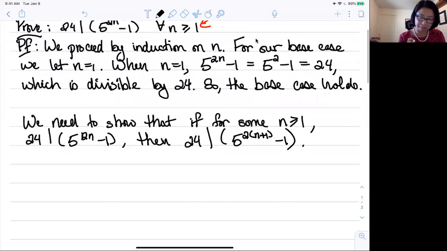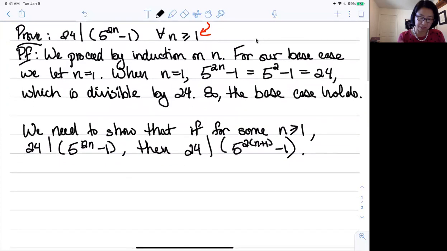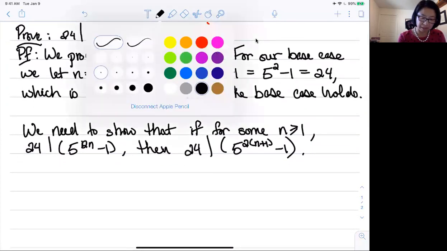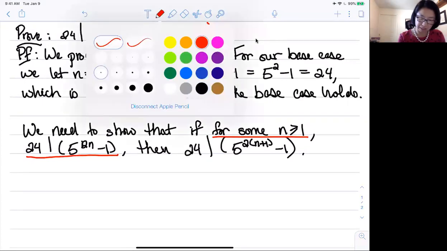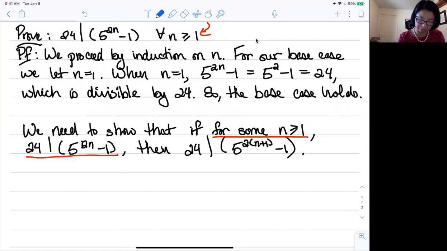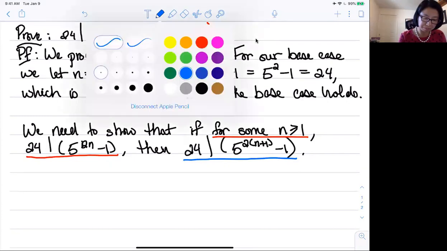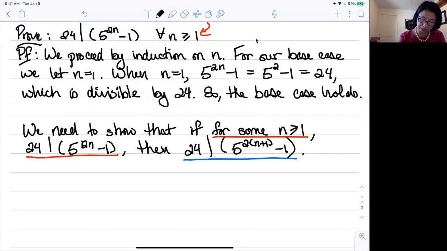Okay, so remember, this is the induction step, and the induction hypothesis is the thing we get to assume. So I'm going to underline the induction hypothesis in red, and the conclusion that we need to show is in blue. Then 24 divides 5 to the 2n plus 1 minus 1.